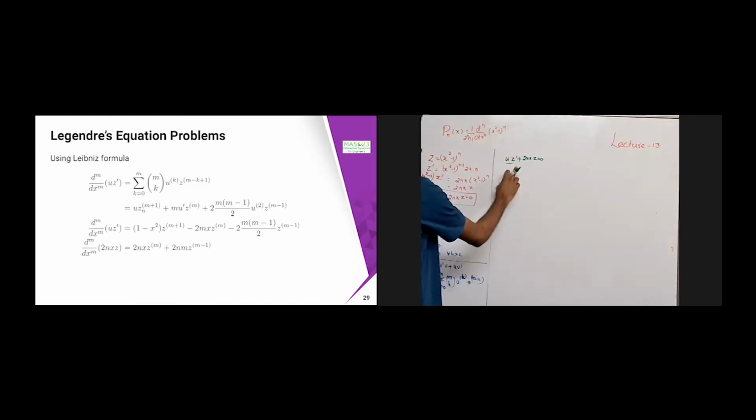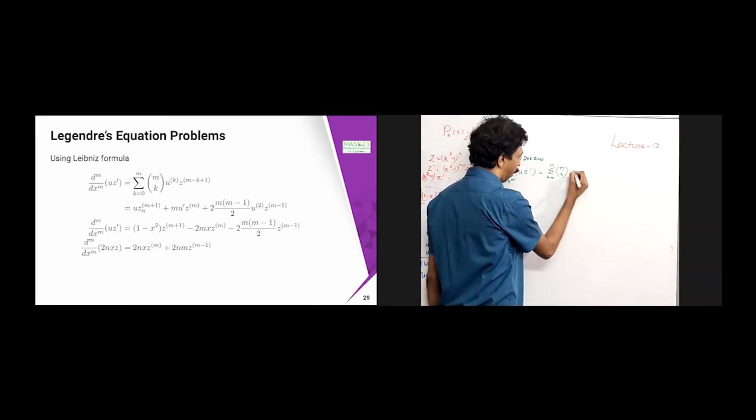This one I can write as u into z dash. Because u equals 1 minus x square, plus 2n x z equals 0. Now we are going to find this one. I am going to take the mth derivative of this one.